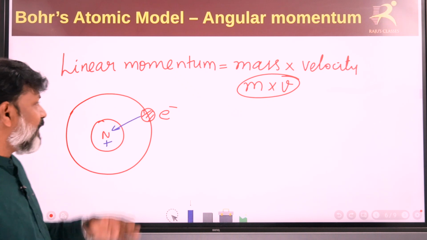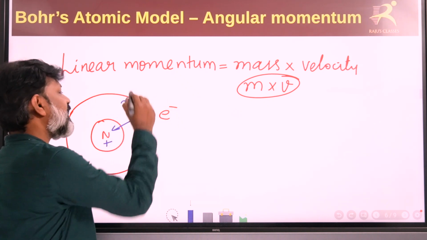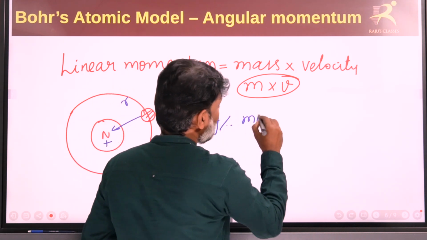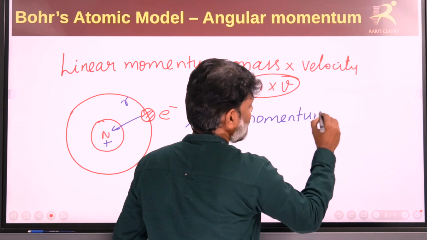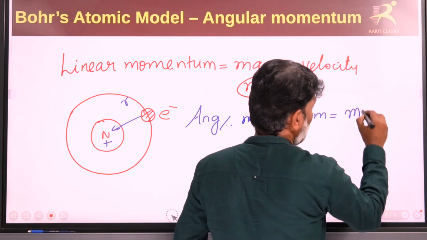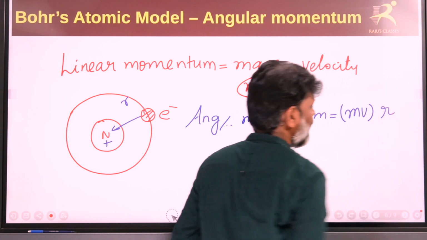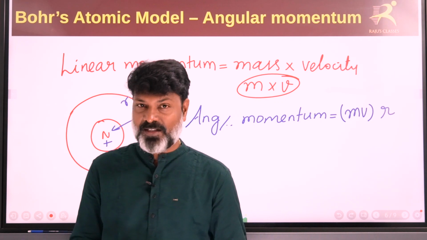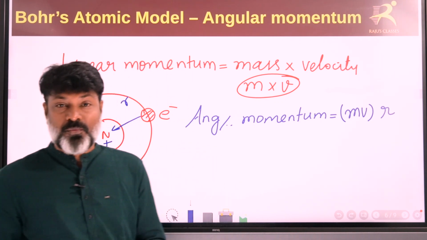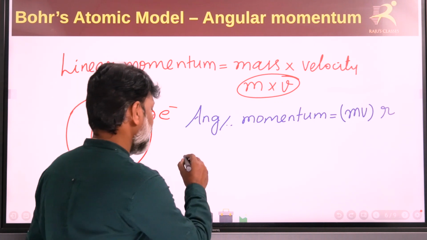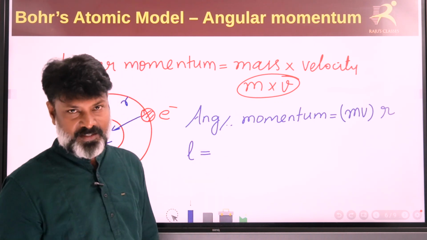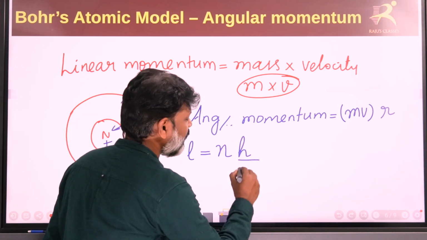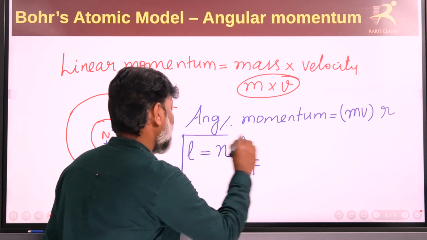The second thing is, whenever I talk about momentum, there is always a radius. Whenever I talk about angular momentum of an electron, it is nothing but the linear momentum mv multiplied by the radius. Therefore mvr is angular momentum. This is very, very important. Later on, Bohr specified one more concept for this angular momentum, L, in terms of Planck's constant: L equals n times h divided by 2 pi, where n is the quantum number. This is very, very important.